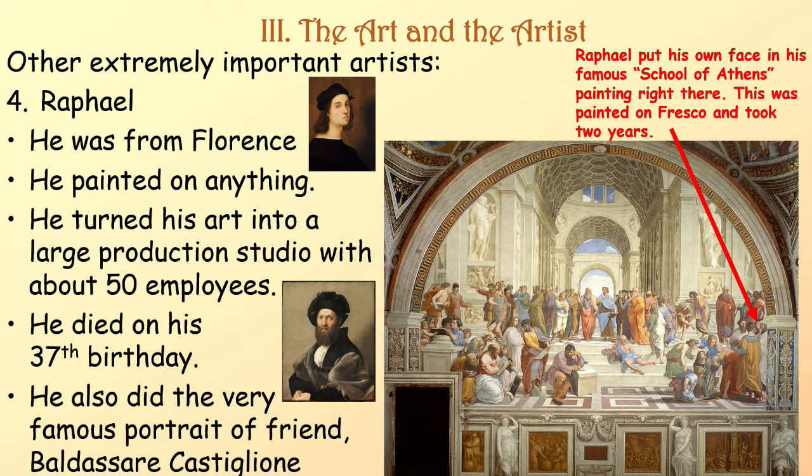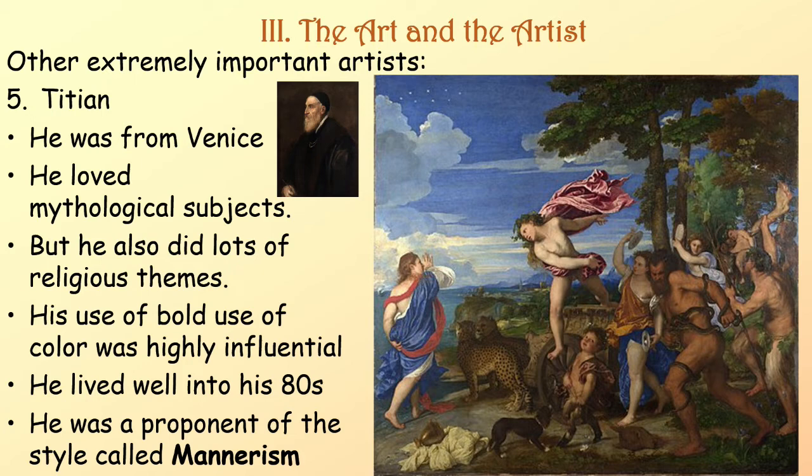Other extremely important artist, Titian. Titian was from Venice, and he loved those mythological subjects. Also did a lot of religious themes, but he was known for his use of color, right? And that was very influential. He lived well into his 80s, and he was a proponent of a style that's closely related to Renaissance art. In fact, it really is a Renaissance art style called Mannerism.